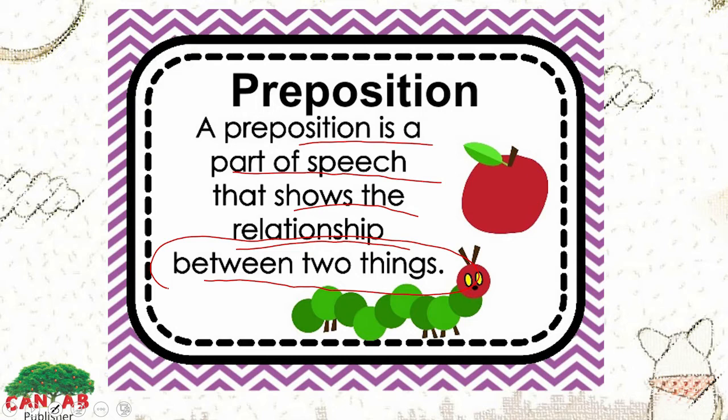Preposition क्या है? Part of speech है और किस चीज को शो करता है? Relationship between two things. दो noun या two things के दरमियान जो relation होता है वो शो करता है, और direction भी शो करता है कि कौन सी चीज या कौन सा noun किस direction में है, कौन सी जगह पर है. Let me give you some examples.